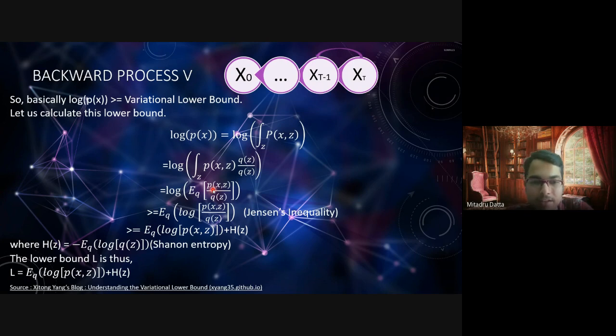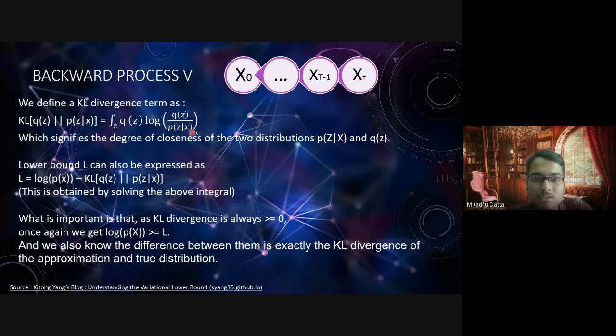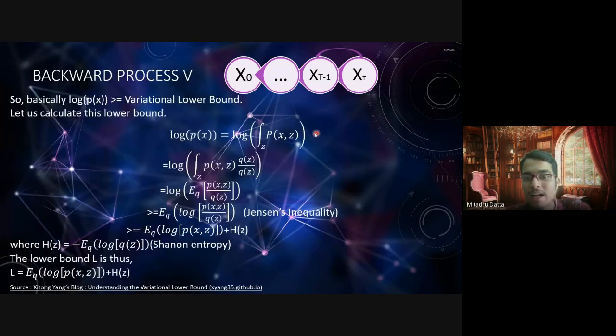we will see the closeness of this, which signifies the degree of closeness of the two distributions. So we take a random distribution q(z) and multiply by it, and we have this Shannon entropy function. Let this integral output be represented by some function L of q, which is basically p(x,z) by q(z). So you can also write the definition now.